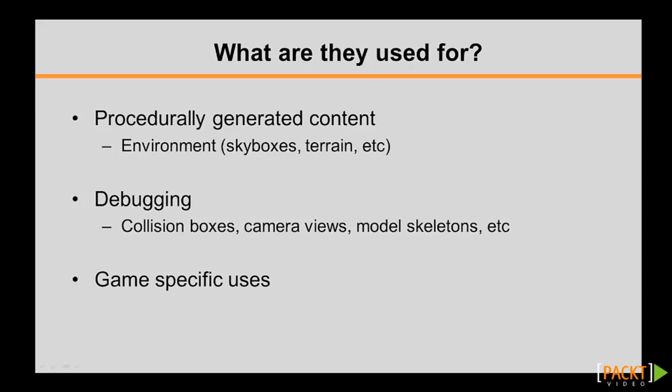As the basic units of the 3D scene, primitives make up all character models and scenery, but in XNA they're more involved with procedurally generated content. This content consists mostly of skyboxes and terrains, but can be anything else needed at runtime. Primitives are also extremely useful for debugging purposes, such as showing collision boxes, camera views, and model skeletons, as we've already seen. Lastly, there may be game-specific instances that require more explicit use of 3D primitives rather than models. So now that we know a little bit more about primitives, let's take a look at our code.